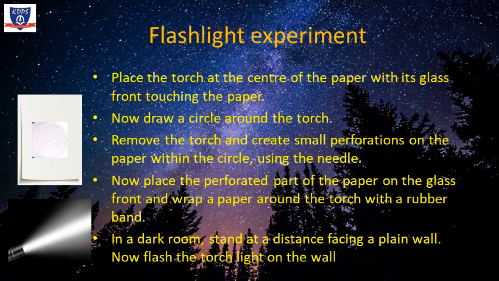Now place the perforated part of the paper on the glass front and wrap the paper around the torch with a rubber band. Now you have to stand in a dark room at a distance facing a plain wall.